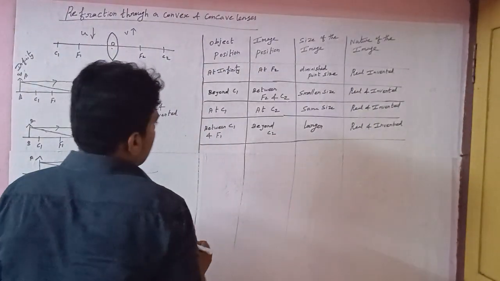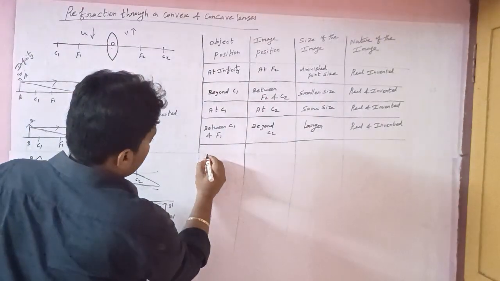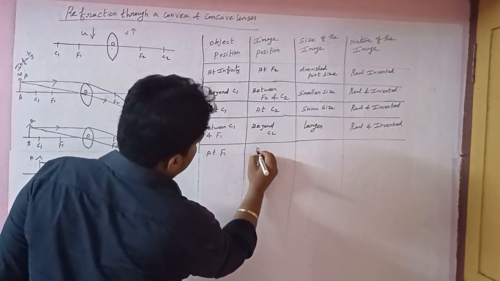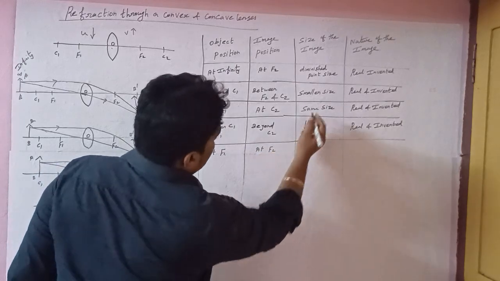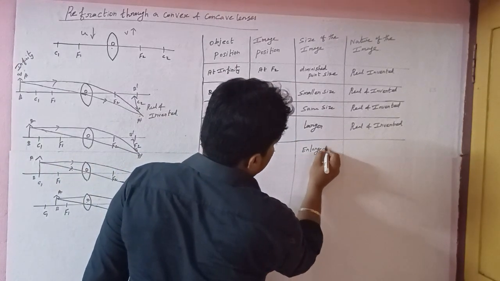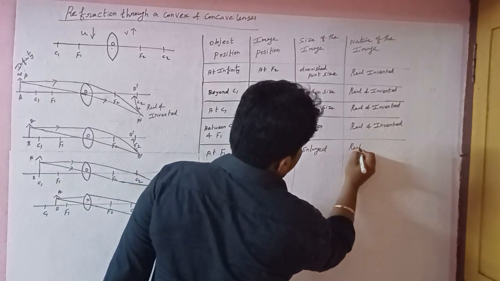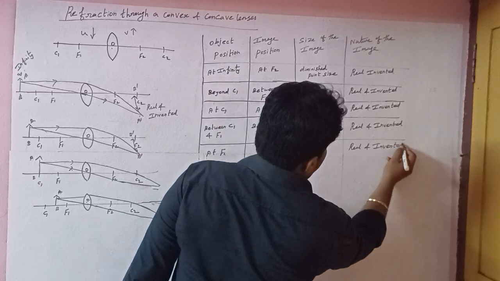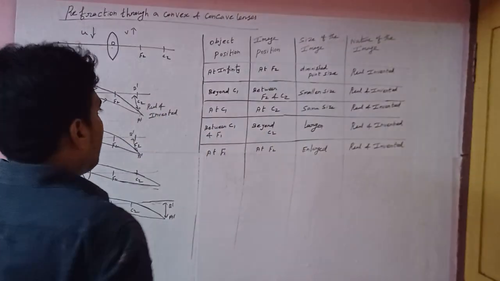Next, the object position: the object is placed at F1, so the image position is at F2. The size of the image is very enlarged. The nature of the image is real and inverted. What is a real and inverted image? Real and inverted image. Okay.